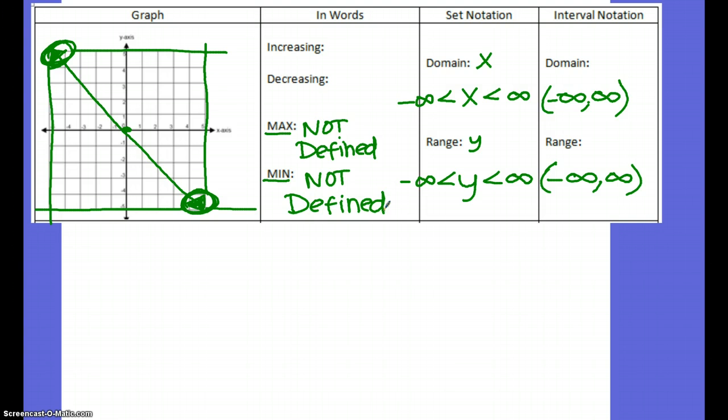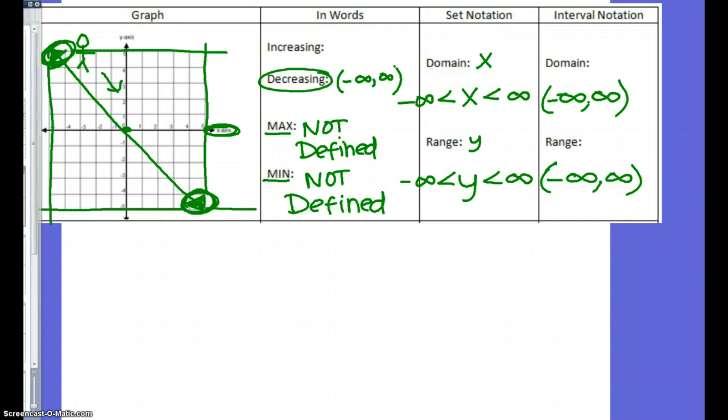Increasing, decreasing. Since this graph, as you come across from the left and go across to the right, you put your little guy up there on the left side of the line, he's going to fall down. So this graph is decreasing. And we could say it's decreasing from negative infinity to infinity. And the numbers you look at to say the interval are the x-axis numbers, when you're saying the interval for decreasing and increasing.